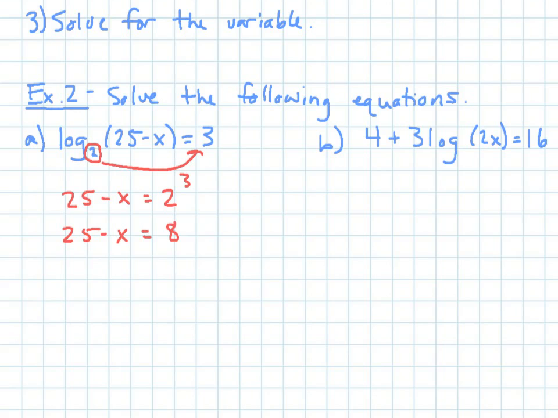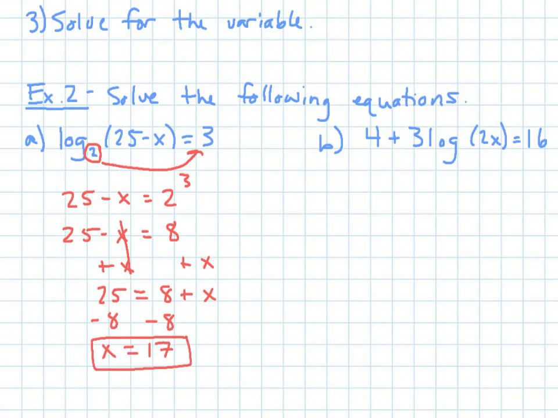Okay, so then from there I want to be able to simplify. There's different ways of going about this. I like to just add the x over and get it to be positive. You can also multiply by -1 at the end, same thing. And then here you gotta subtract 8 from both sides, so x will equal 17.